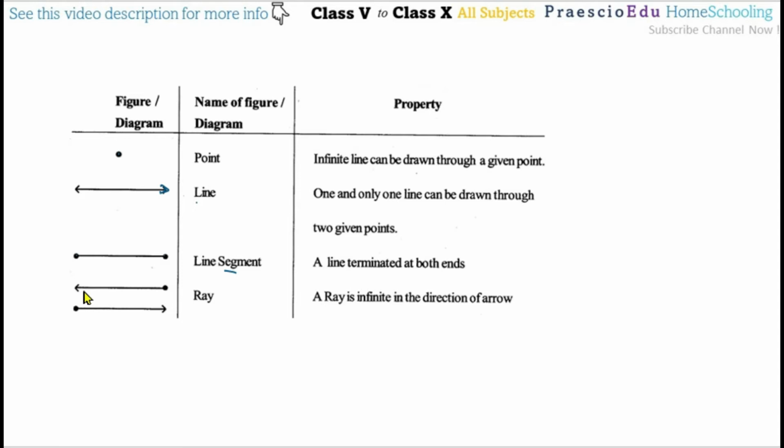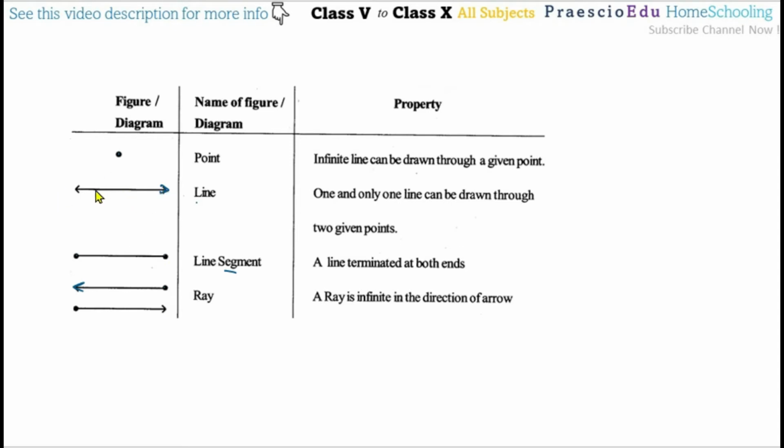And a ray, as I earlier told, has one fixed end and the other is endless, or continuous, or infinite. Infinite means uncountable, so it always travels like that, like a light ray. So these are the main points about lines.